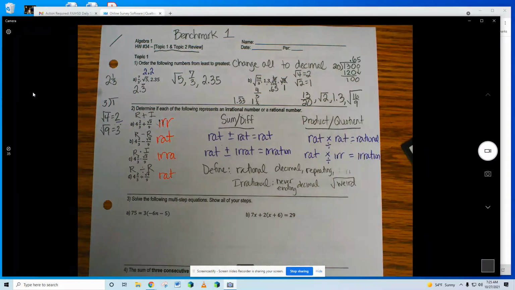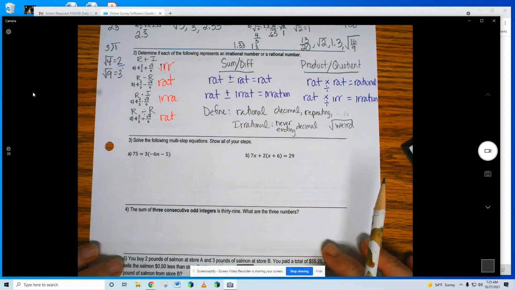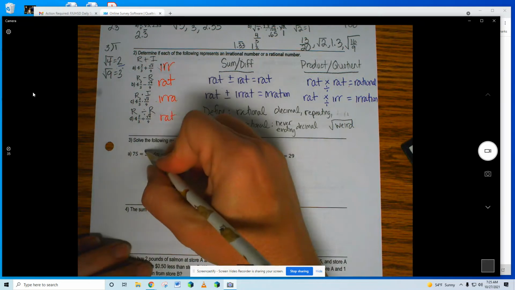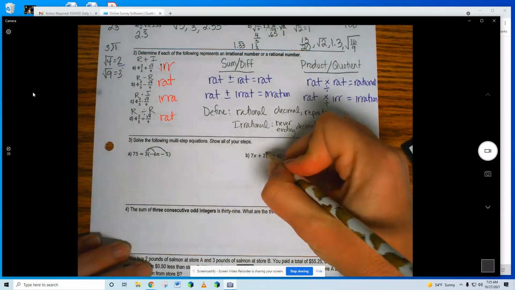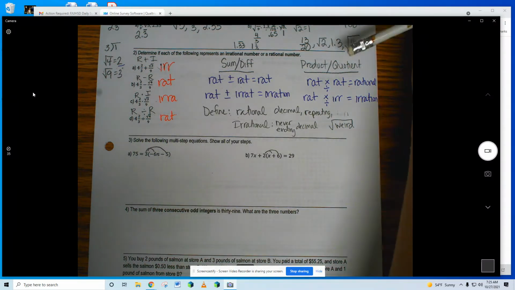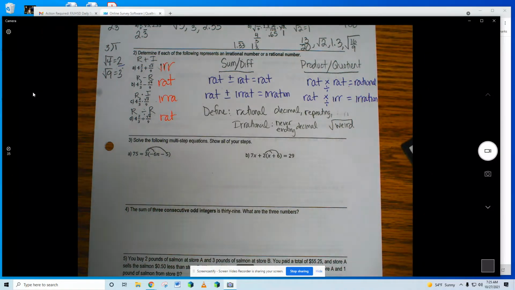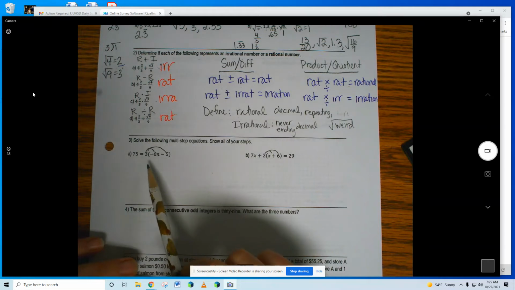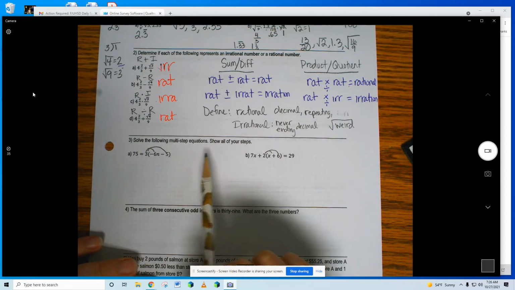All right, solving multi-step equations. I know that you guys know how to do this. I'm not going to spend the time. This is something that you can work on for homework, and I'll post the answer key. I can also show it first thing, but I want to give you the most time possible for the benchmark. All right. Solve the multi-step equations.